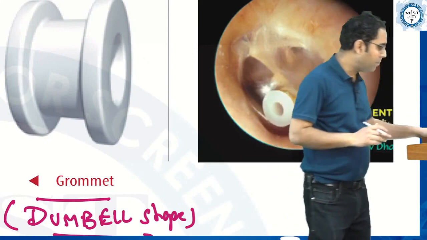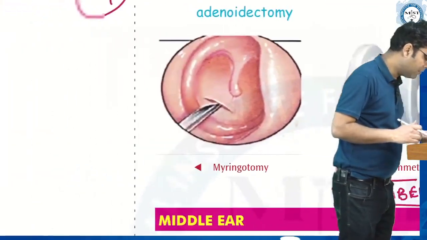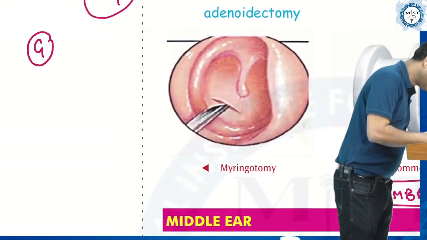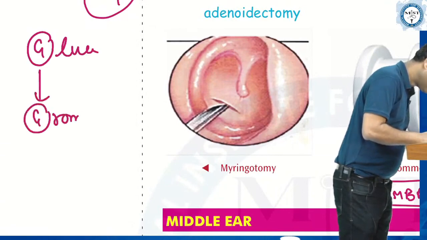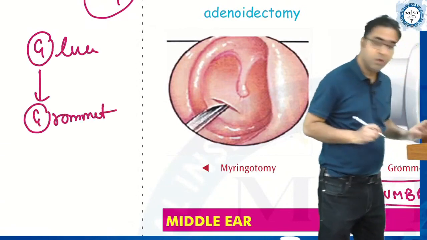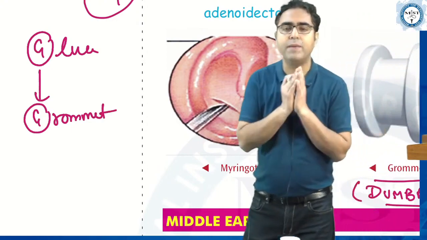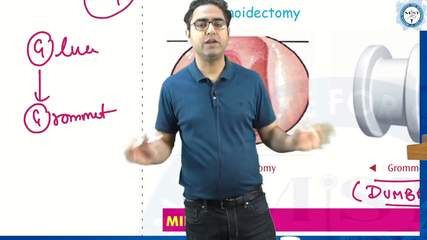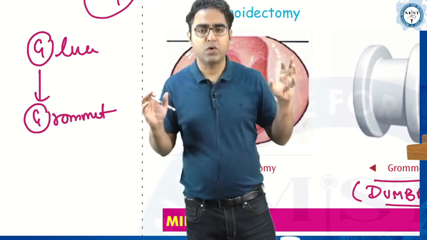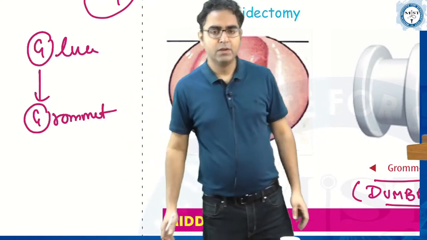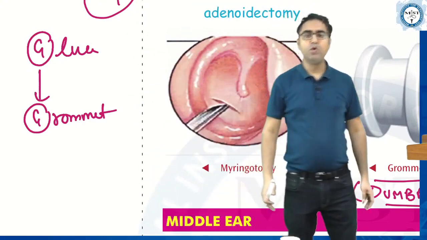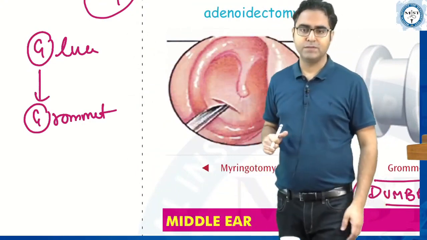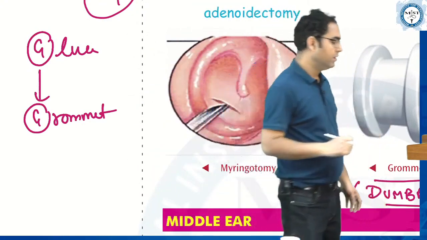Okay. How to remember it? Write it down on the side, beta. G for glue. Glue needs grommet. The word grommet will not come anywhere in the exam, beta, except for glue ear, also called serous otitis media. Remember, glue ear, also called serous otitis media. Glue needs grommet, beta. Glue mange grommet, beta. Okay, bache?